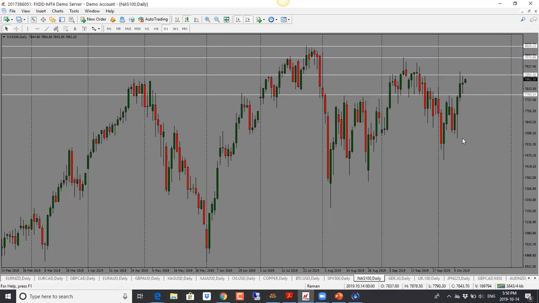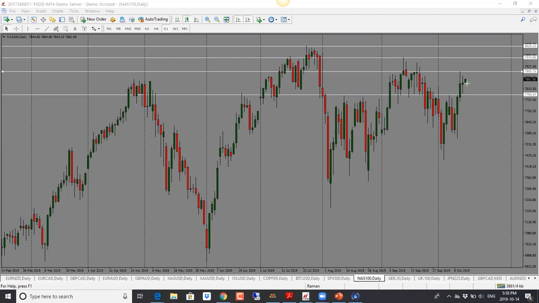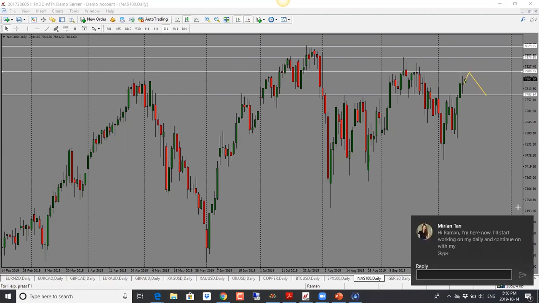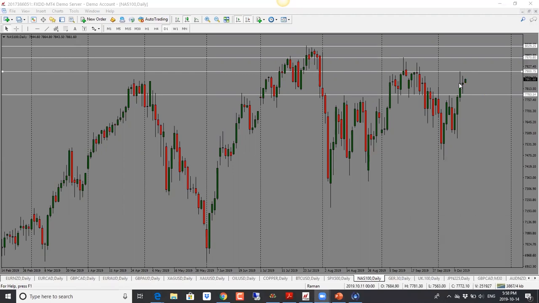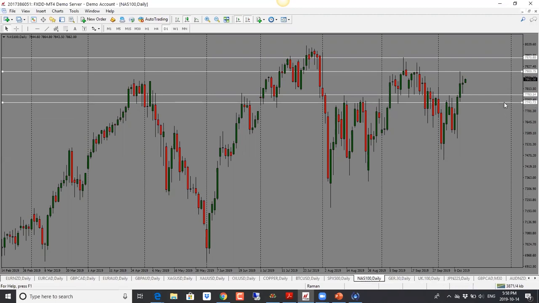NASDAQ, same thing. We have a neutral or indecision candle. So I'm looking at either a retest of today's high or all the way to the high from Friday. As long as price stays below, I will look for it to drop. So for now, bias is neutral, and looking for a retest of 77.80 and then potentially 77.50 here.